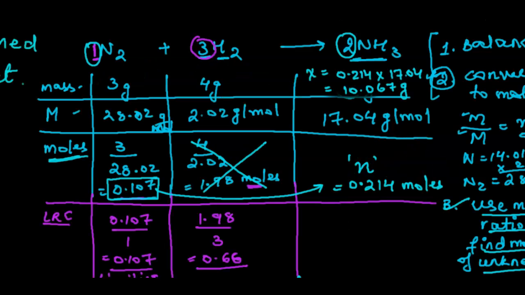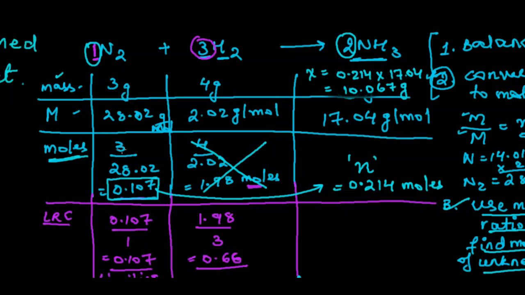Let's quickly summarize the problem. We were given 3 grams of nitrogen and 4 grams of hydrogen, and we were supposed to find out the mass of ammonia. Our first step is to balance the reaction. We write down the reaction and we balance the reaction. The next step is to convert the given quantities into moles. We were given the mass of nitrogen and the mass of hydrogen. We converted that to moles.